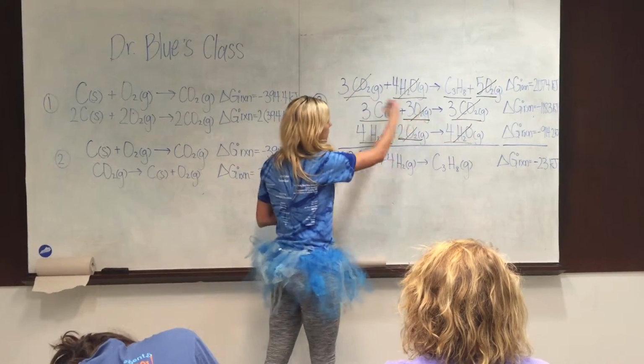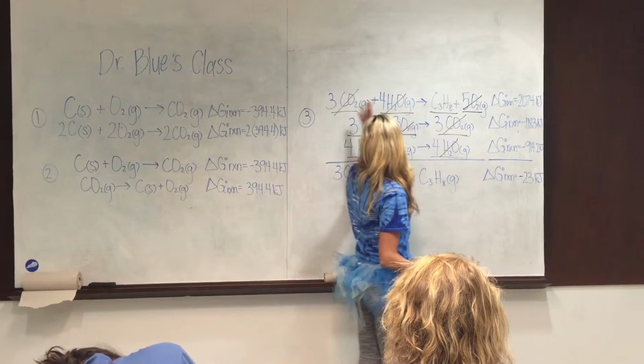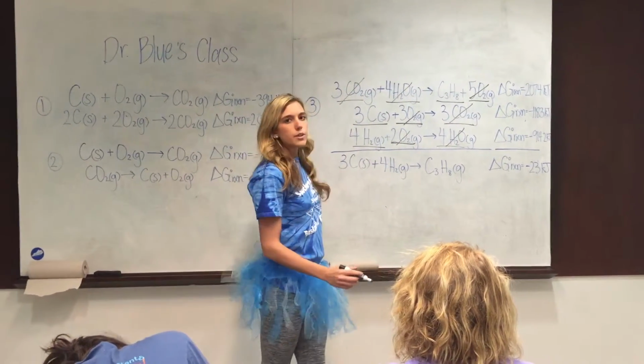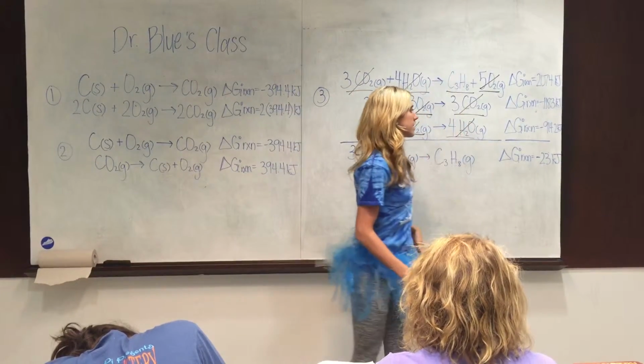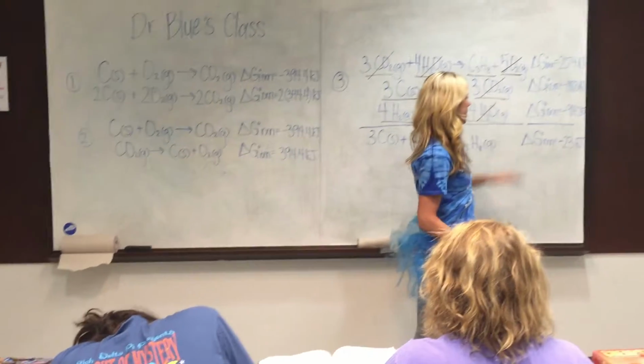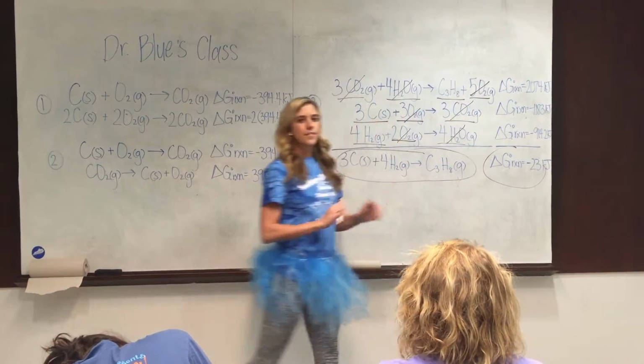That gives us an overall equation. We have 3 carbon, 4 H2 in the reactants, and 1 C3H8 gas. Since we crossed all those out, we have these 3 delta G's. These were given using these two relationships to determine the delta G of these 3 reactions. We simply add up these 3 delta G's to get our overall delta G for this reaction.